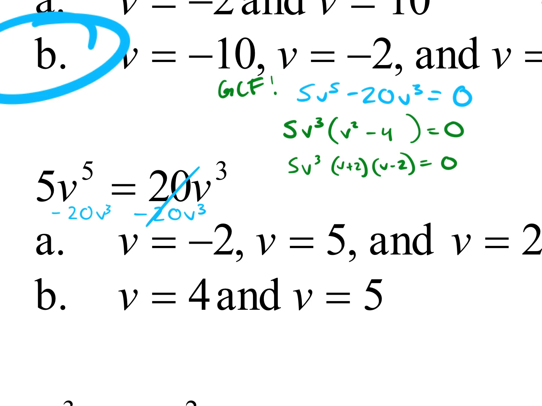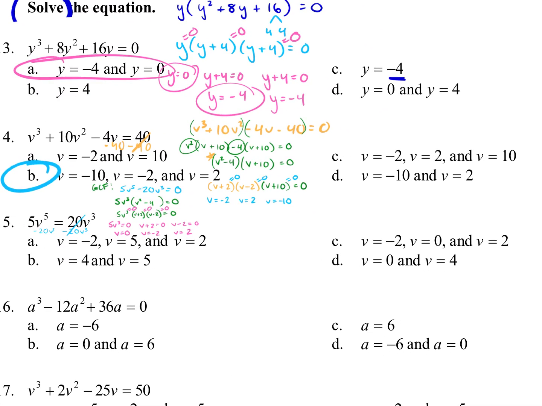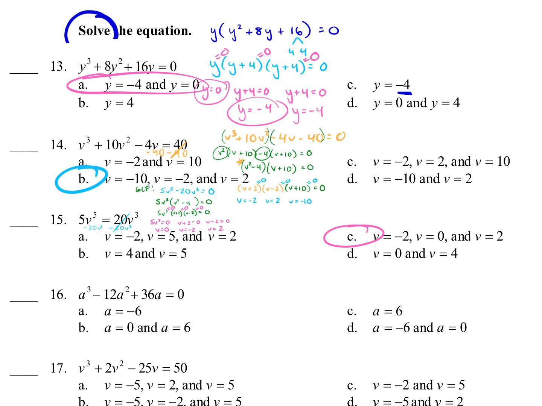What would we do next to solve? Set each piece equal to 0. Don't forget about the 5v to the third power. So 5v to the third power equals 0, v plus 2 equals 0, and v minus 2 equals 0. So we have v equals 0, v equals negative 2, and v equals 2. So that would be answer choice C. Any questions there?